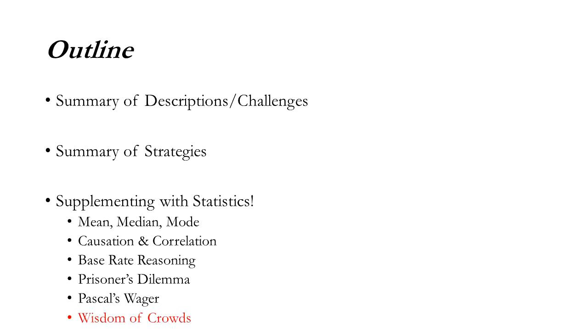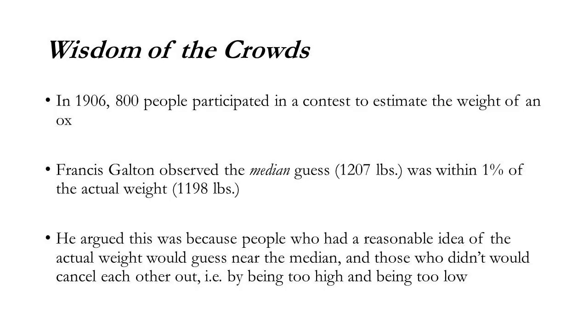Now, lastly, we'll talk about the wisdom of the crowds. This is a heuristic, a strategy we'll use to supplement the other ones we have. In 1906, 800 people participated in a contest to estimate the weight of an ox. And Francis Galton was there, and he observed that the median guess, 1,207 pounds, was within 1% of the actual weight of the ox. And he argued this was because people who had a reasonable idea of the actual weight would guess near the median, and those who didn't would cancel each other out. They'd be outliers, but they'd be either too high or too low. This is the wisdom of the crowd's heuristic.